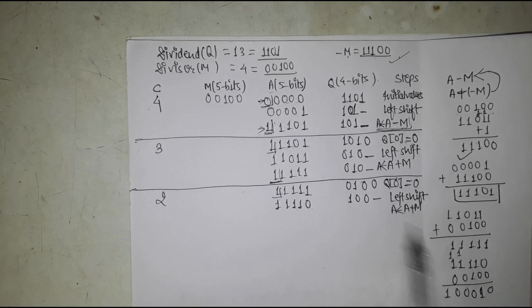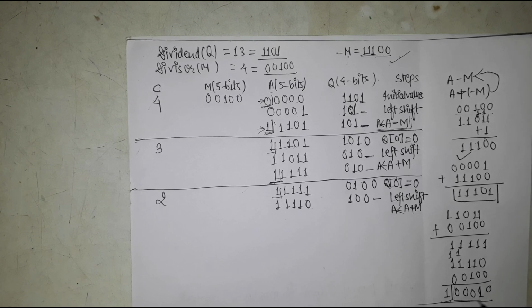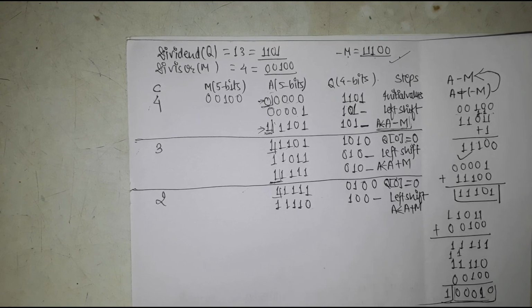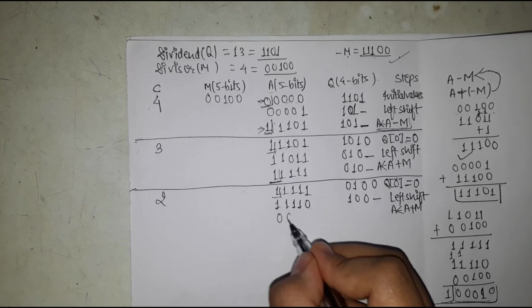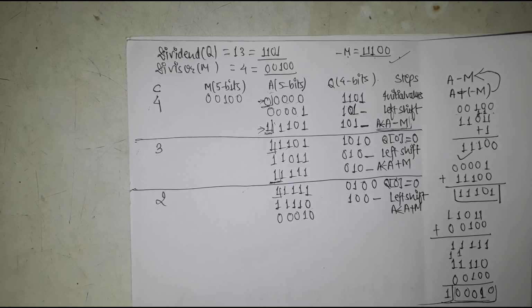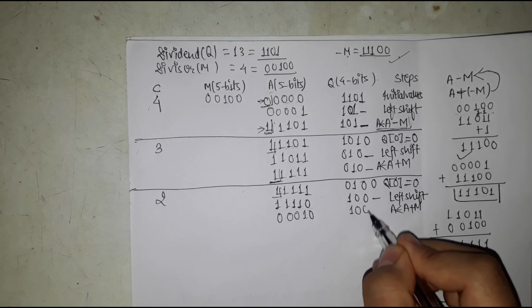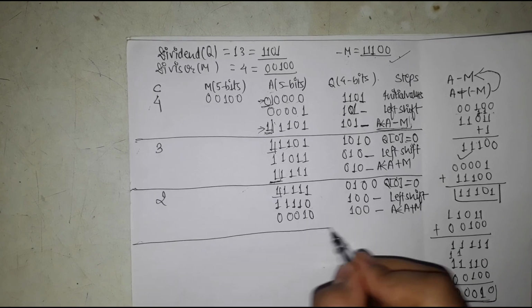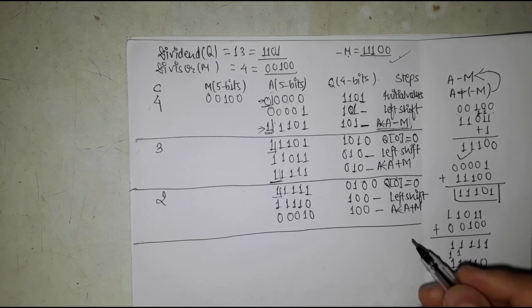Since we need only 5 bits of numbers that I've mentioned over here, and we have 6 bits of numbers here, we'll discard the first digit and take only these 5 digits as the answer. So it's 0, 0, 1, 0. Alright. So let me copy the same number. By this we are at the end of count 2.